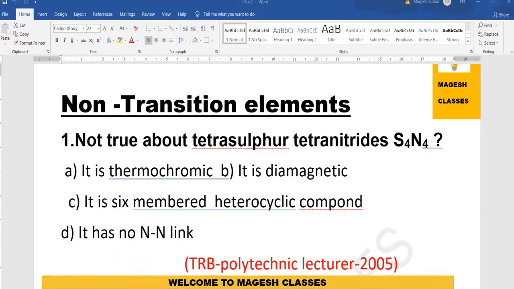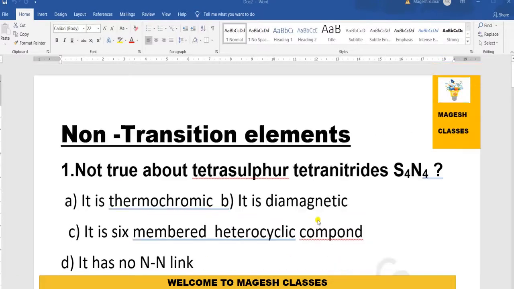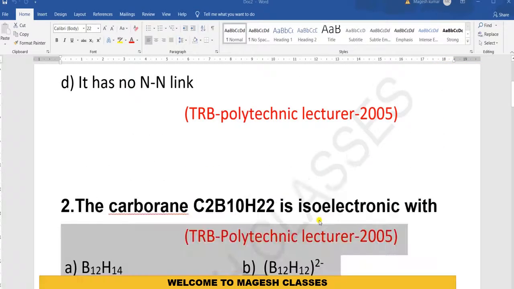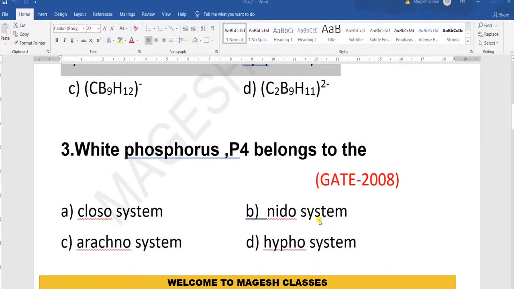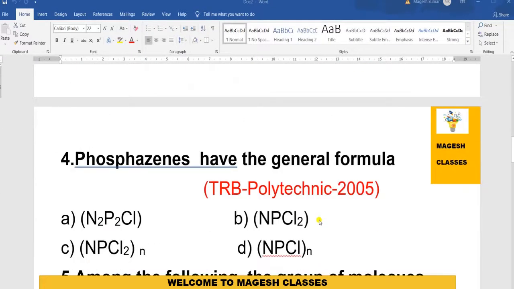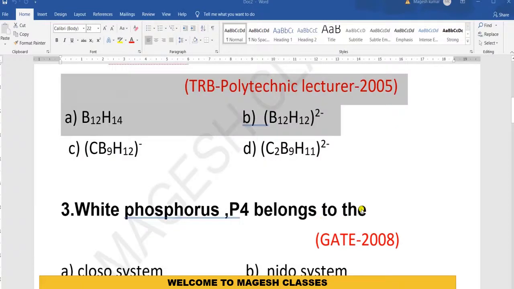This is Magesh Kumar. In this presentation, we are going to discuss questions related to the non-transition elements. We are continuously uploading chemistry videos regarding competitive examinations like GATE, CSIR NET, SET examinations, IIT-JAM, JEE, NEET, etc. Here is the non-transition elements questions part, which consists of many questions related to various examinations. We are solving them one by one.